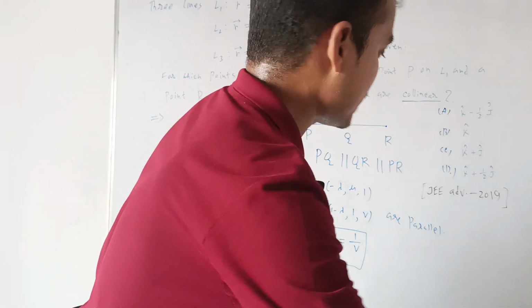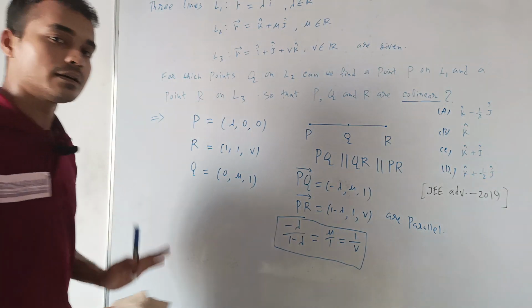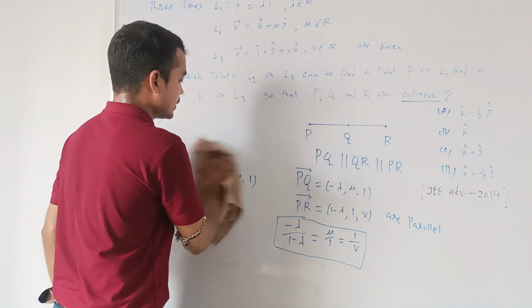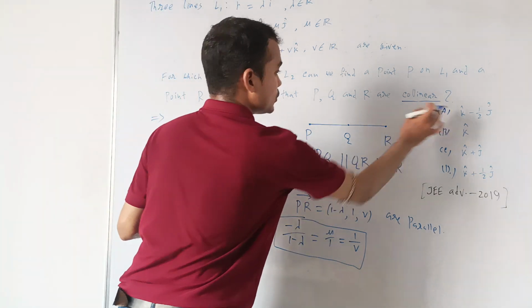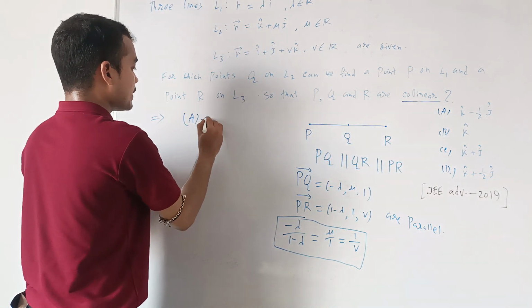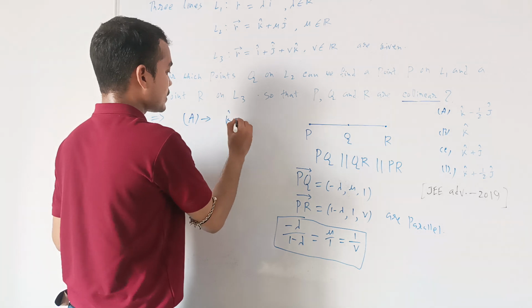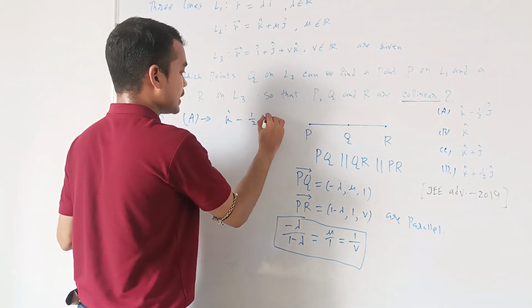So then what to do? Then actually use the hit and trial method. Hit and trial method means suppose option A is true. So option A implies k minus half j.